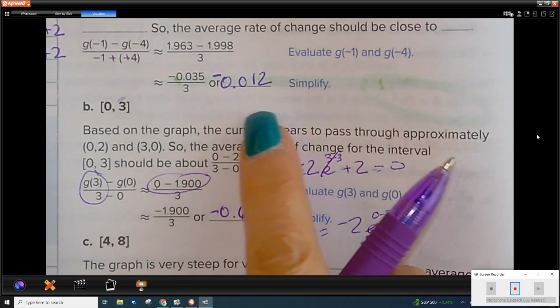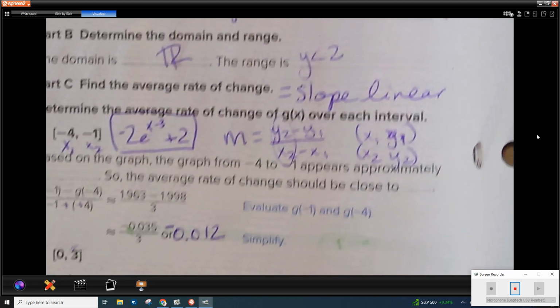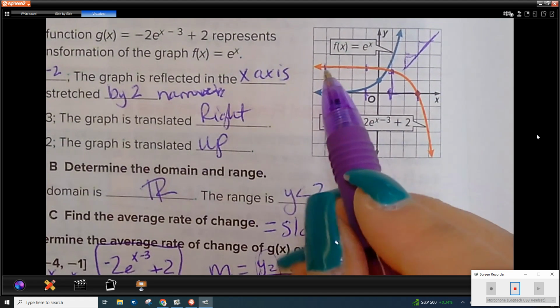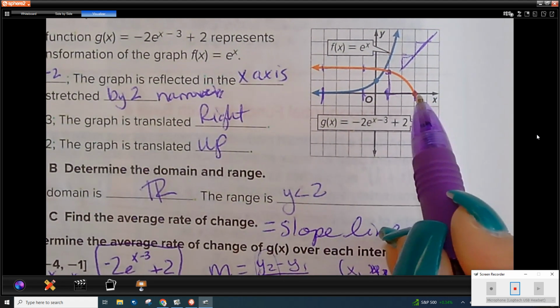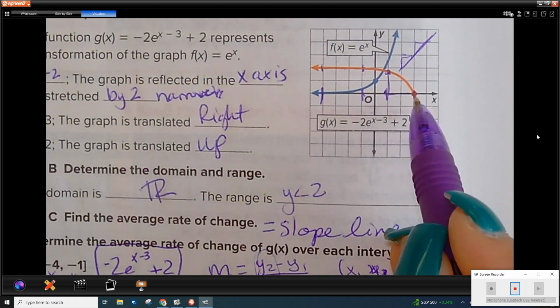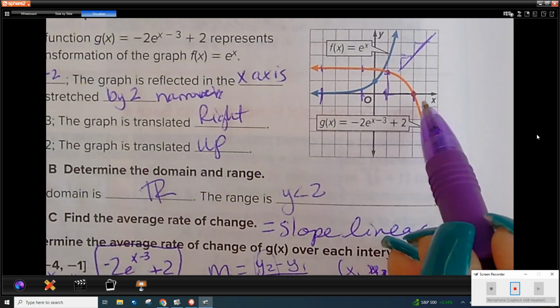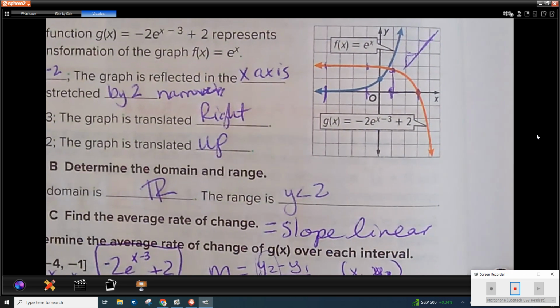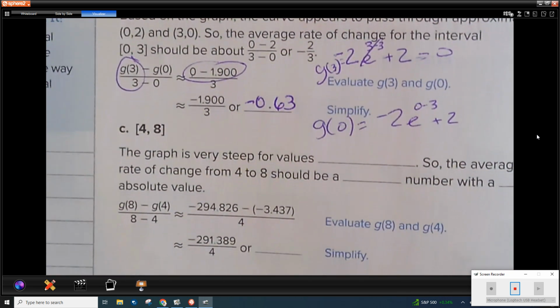Look how small this one is. It is close to 0. That negative 4 to 1, you could see it barely decreases. It starts to decrease. And then the other ones were 0 to 3, so that one was a bigger decrease. And then the next one is from 4 to 8, which should be a very steep decrease. So that's a little bigger, 4 to 8.